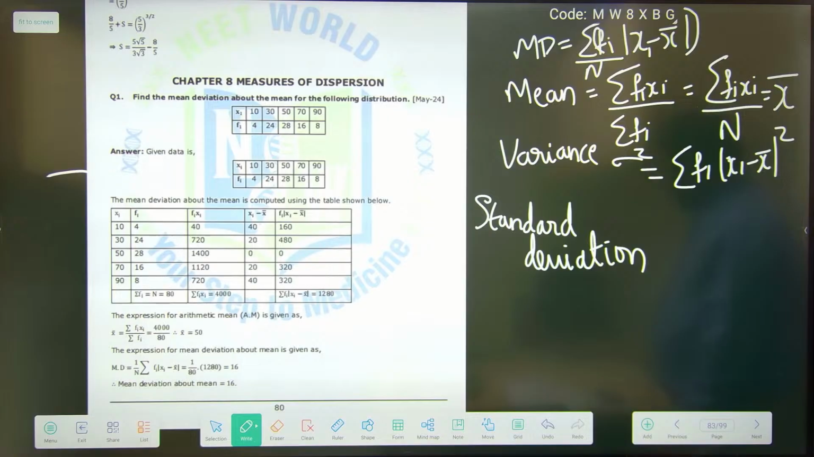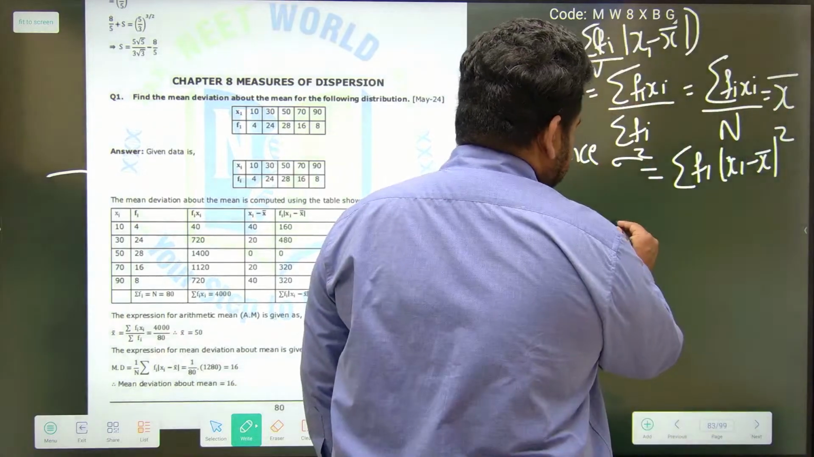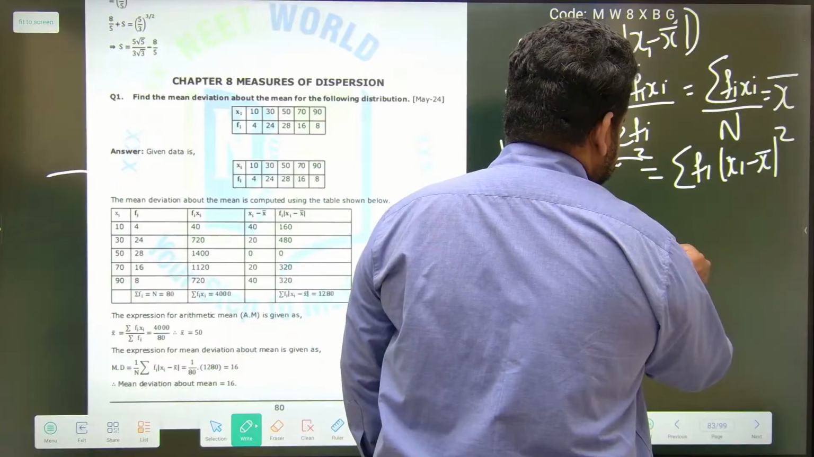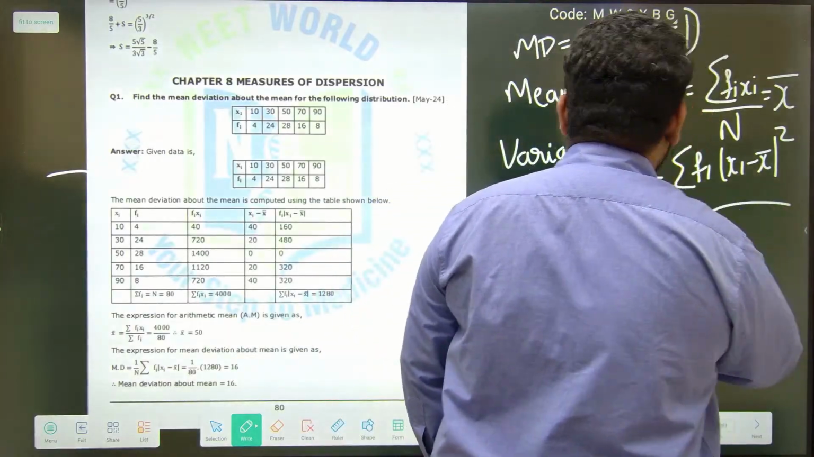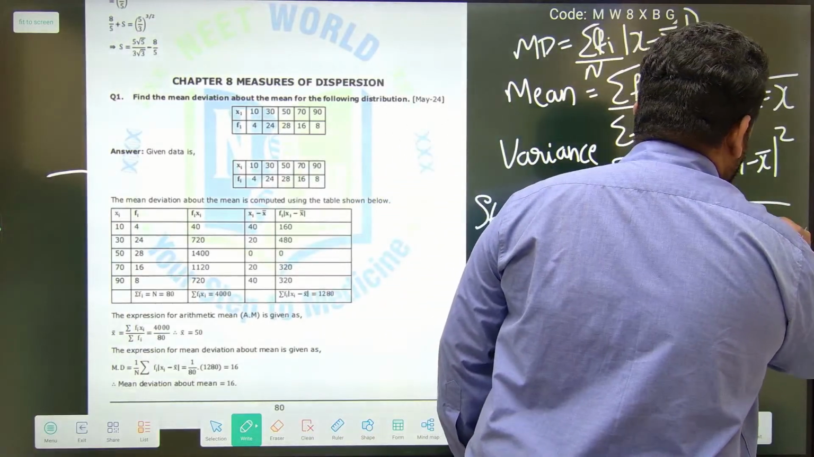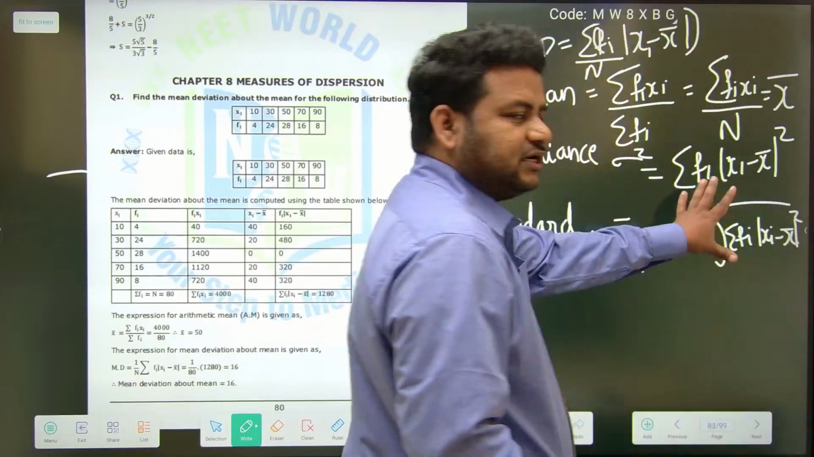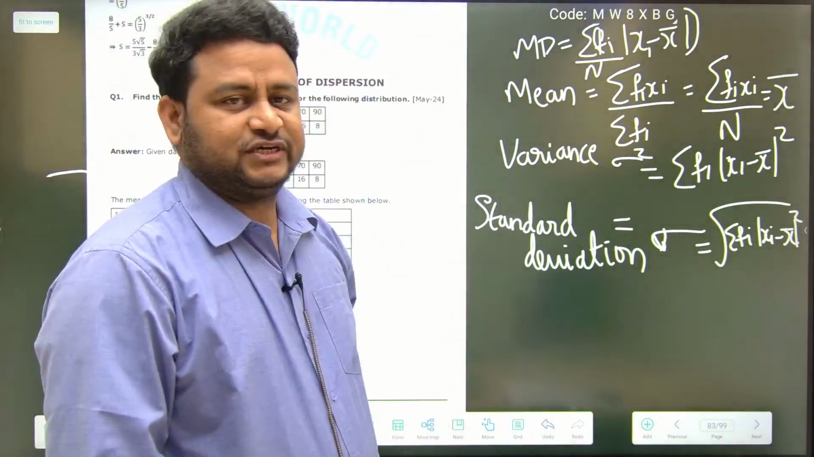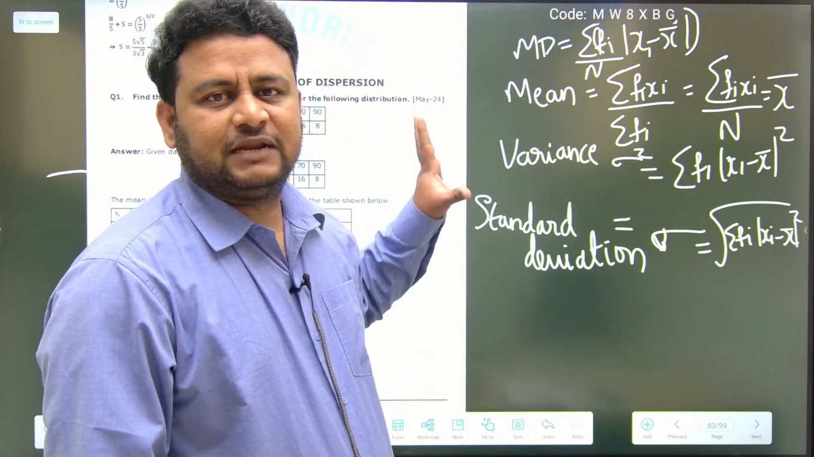Summation of fi into xi minus x bar whole square. So this is the formula for variance. If we talk about standard deviation, the formula is sigma, that is nothing but whatever value of variance you get, summation of fi into xi minus x bar whole square, put it under square root, that's it, you will get the standard deviation. These are the very important 4 formulas which you have to remember, friends.